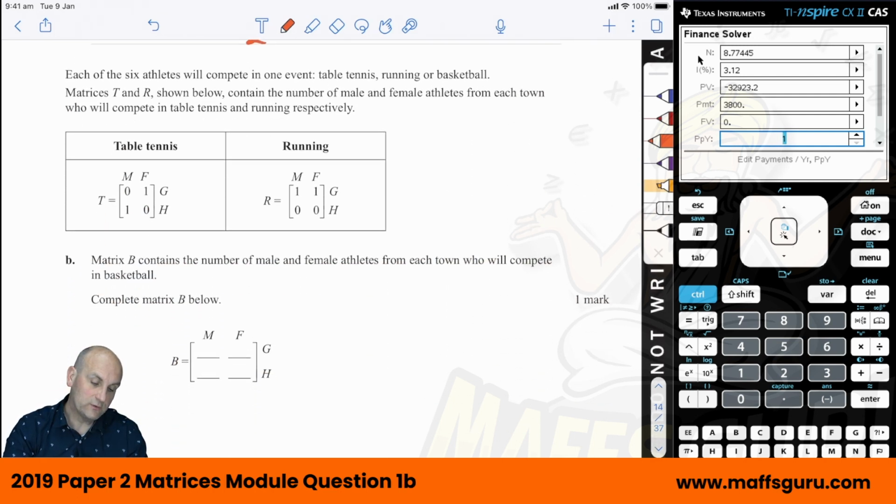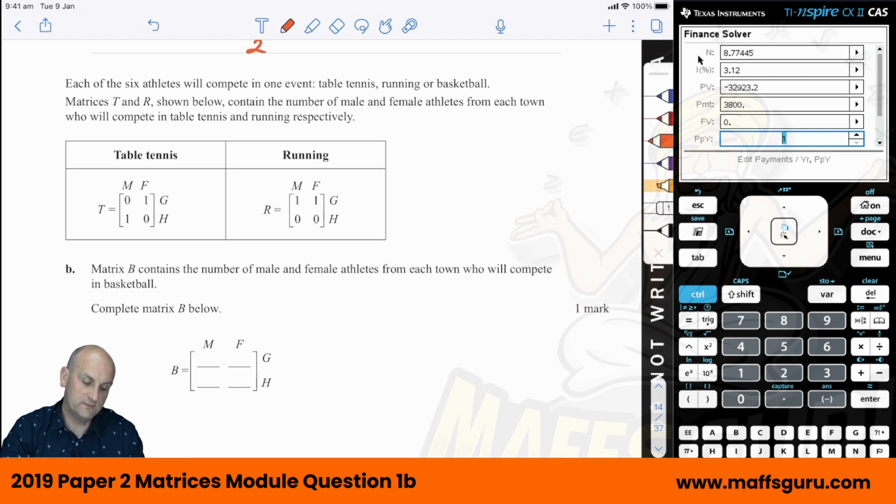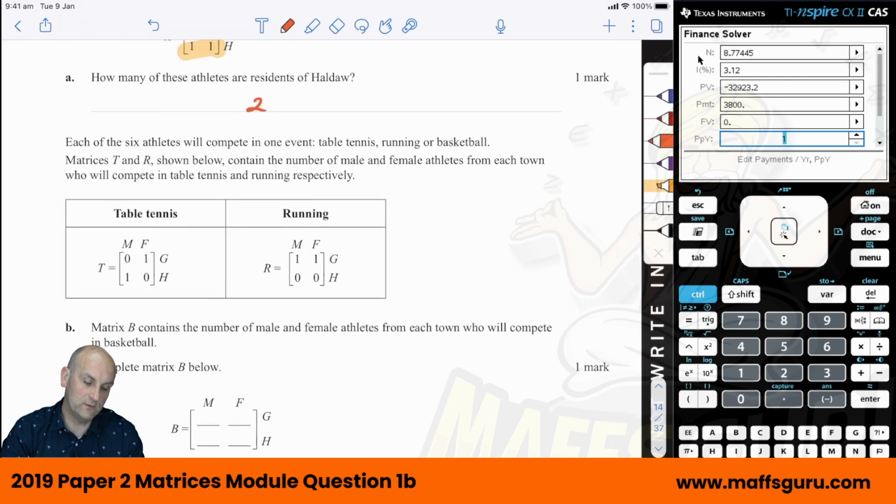Each of the 6 athletes will compete in one event: table tennis, running, or basketball. Matrices T and R shown below contain the number of male and female athletes from each town who will compete in table tennis and running respectively. Matrix B contains the number of male and female athletes from each town who will compete in basketball. Complete Matrix B below. All right, so let's see what we've got here.